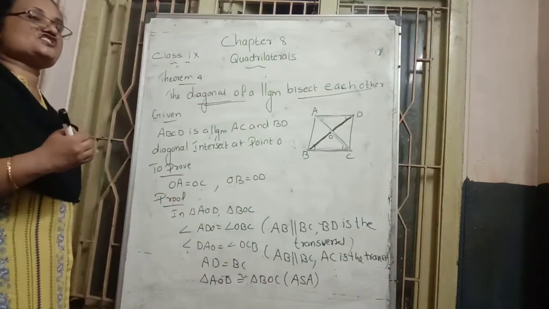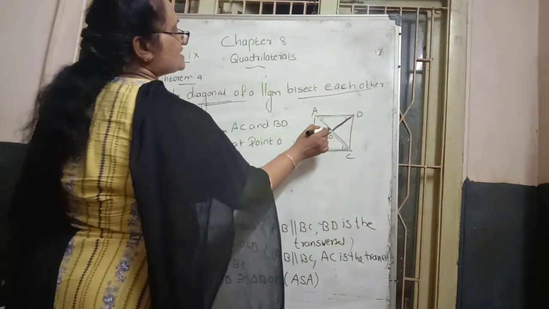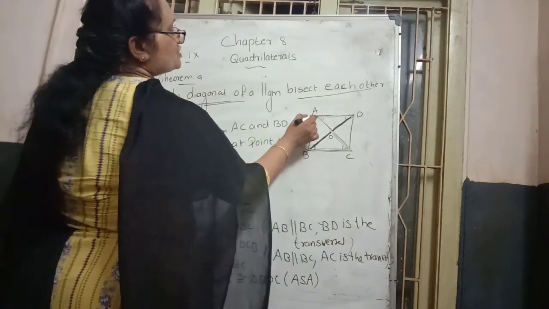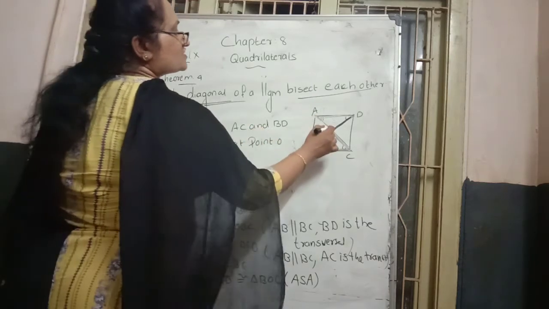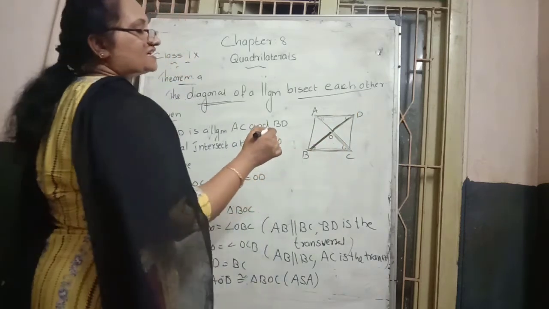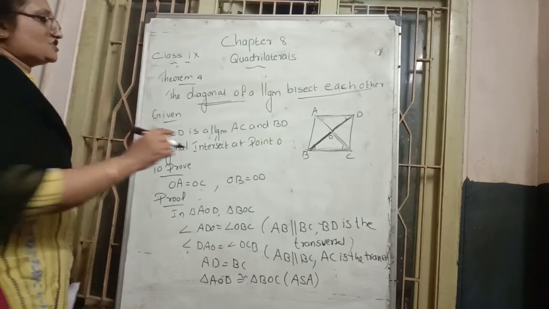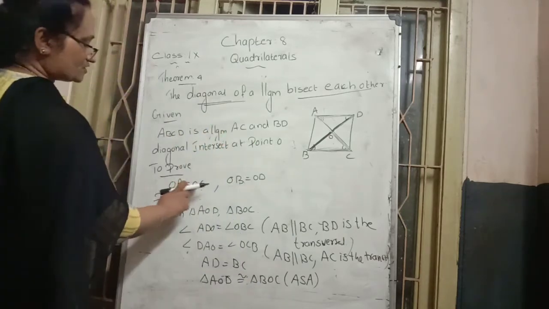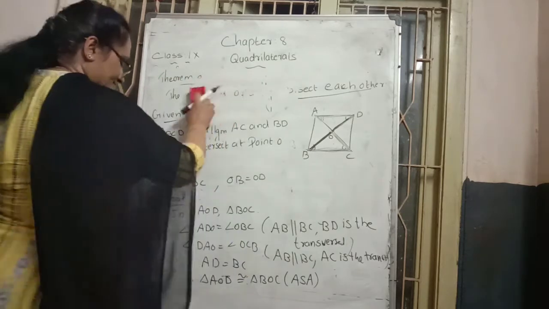By CPCT, what can we say? OA side of the first triangle and OC side of the second triangle are equal. Next, OD side of the first triangle and OB side of the second triangle also become equal by CPCT. Hence, we proved that OA and OC, and OB and OD are equal. That is our question.